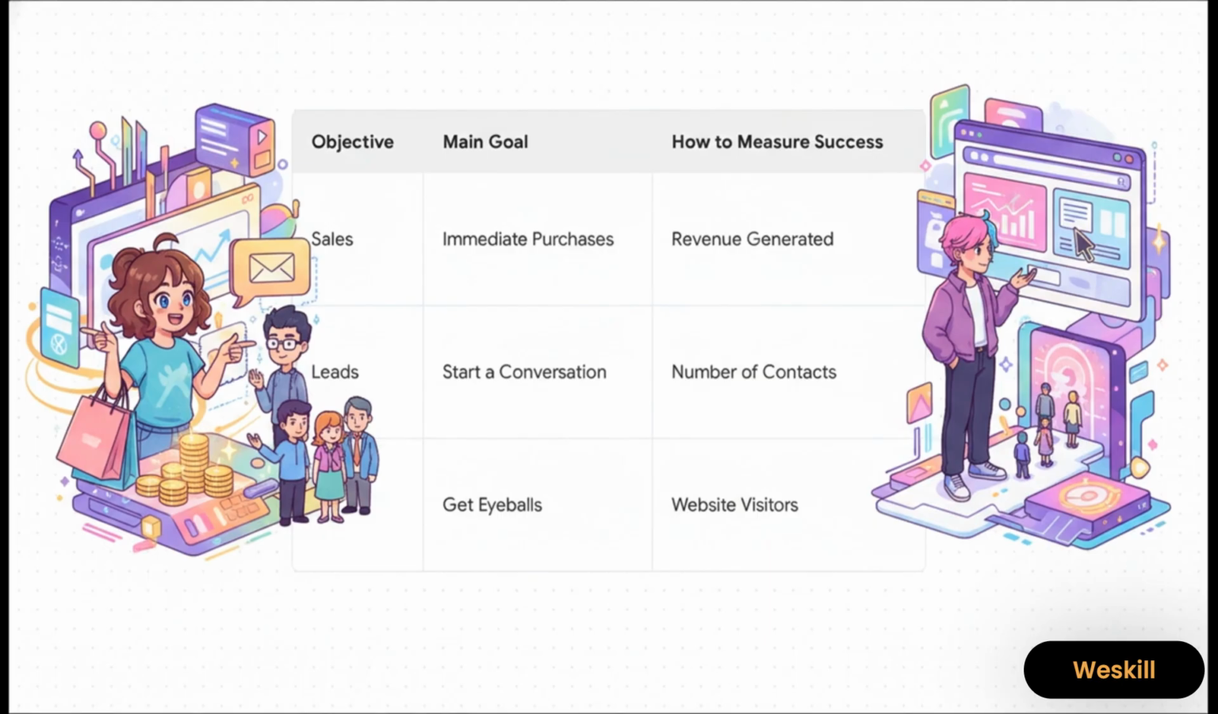So the key takeaway here is that these goals are fundamentally different. Look at this table. If your objective is sales, you're measuring your success in dollars and cents, in revenue. If it's leads, you're just counting up how many people filled out your form. And for traffic, well, you're looking at your website visitor numbers. Knowing which of these columns you belong in, that's step one.